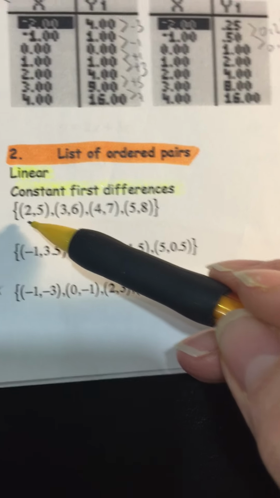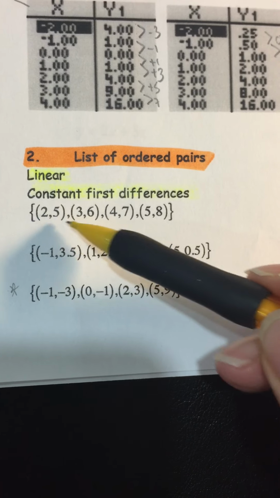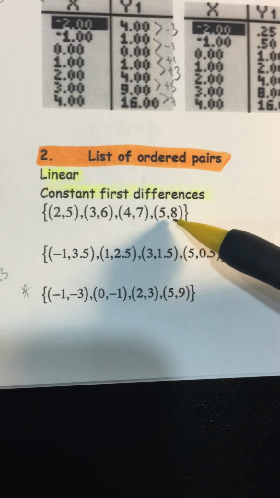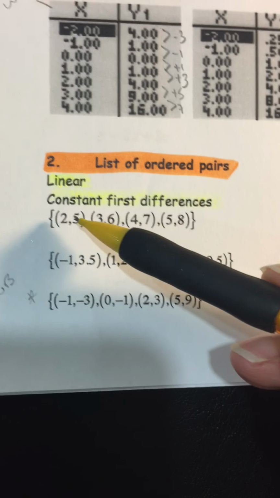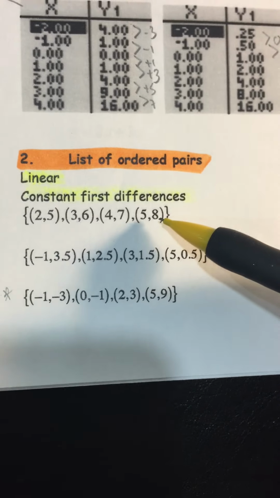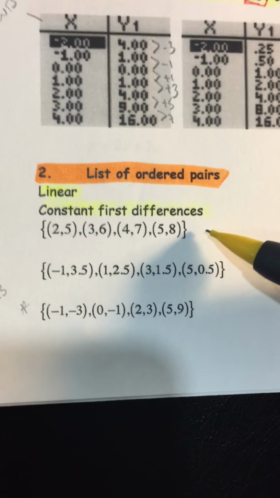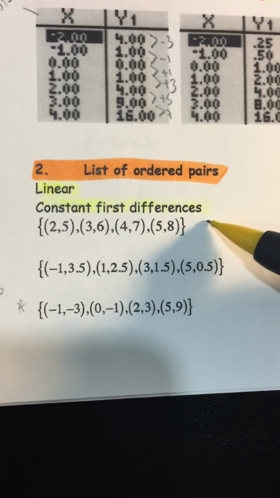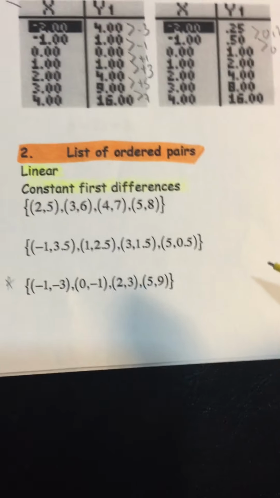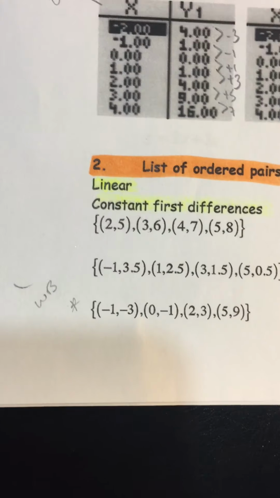So you can see that as I go from this point to that point, 2 to 3 to 4 to 5, my x's are increasing by 1 every time. And I can see as I jump my y's, 5 to 6 to 7 to 8, they're going up by 1s every time. So I can see that the first differences are constant and it's a line. Similarly, I can repeat and go through these other ones and see that they're also lines.